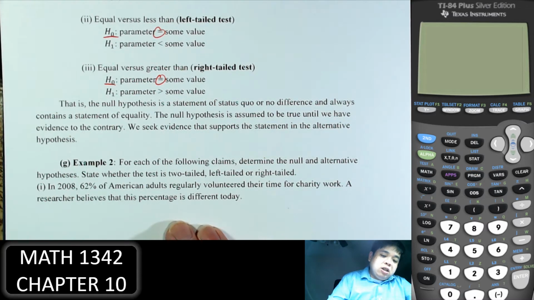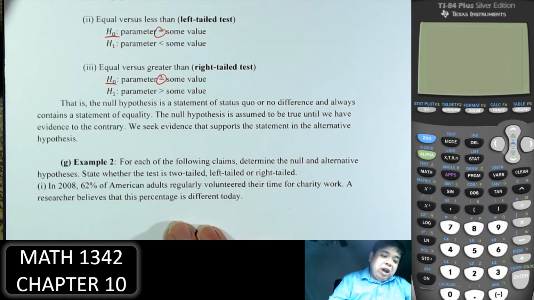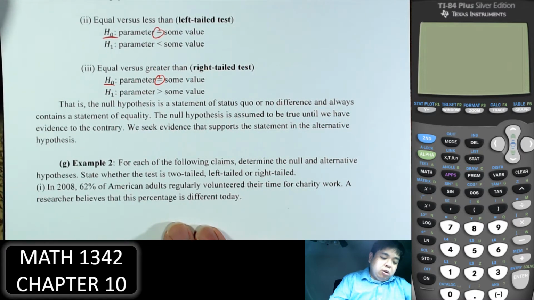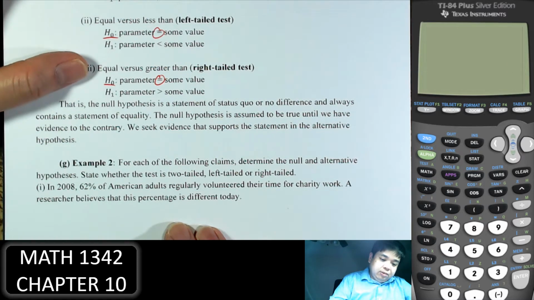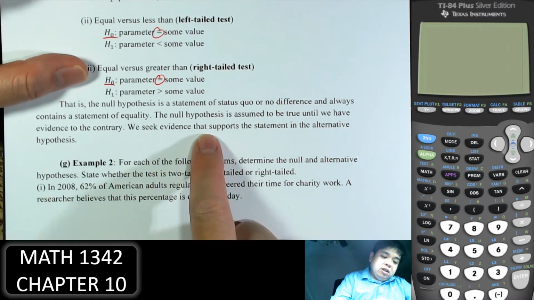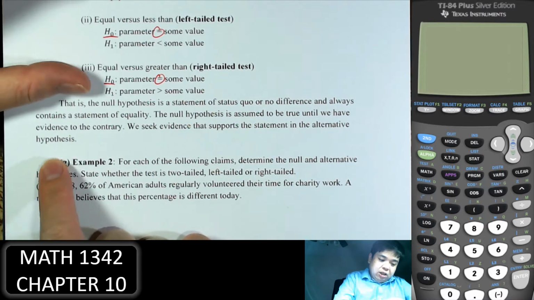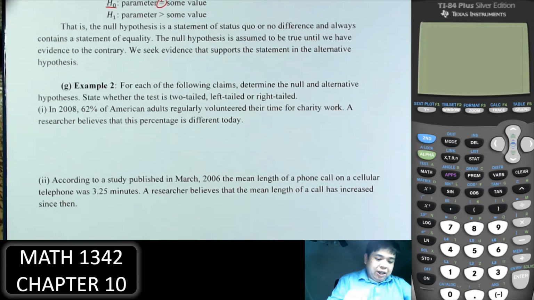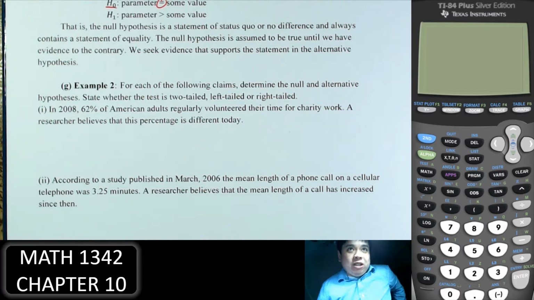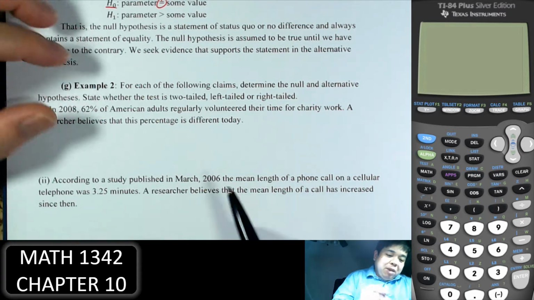The null hypothesis is assumed to be true until we have evidence to support the contrary, and we seek the evidence that supports the statement in the alternative hypothesis. Right, here's some example. As we mentioned earlier, we'll get back to this.